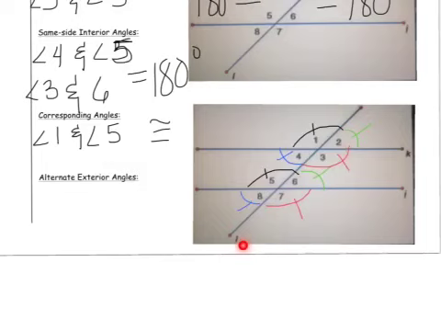So you have seen 4 different types of angles that are created by two parallel lines cut by a transversal. We have a couple more angle pairs that we'll be talking about in class tomorrow.